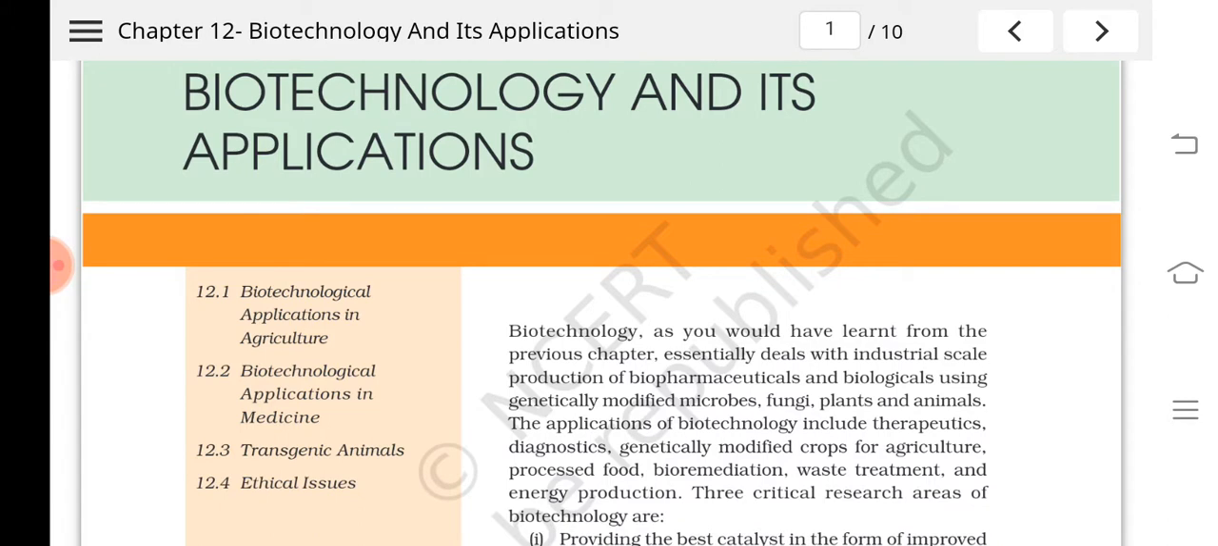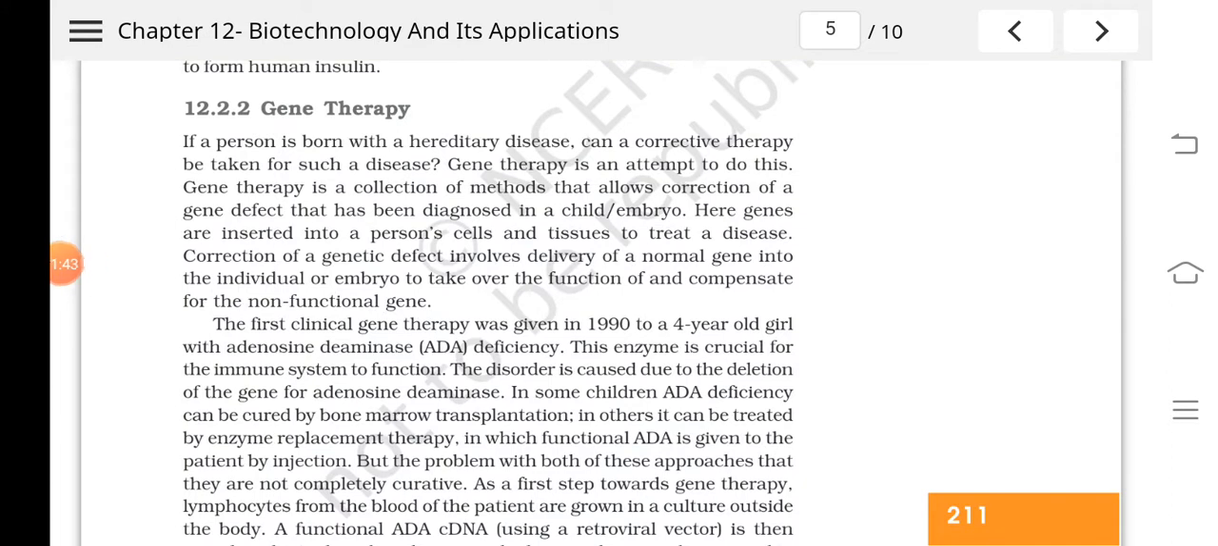Now we are going to continue this topic, that is, how biotechnology is useful in medicine. The next field where biotechnology is used in medicine is gene therapy. Gene therapy means what? We have studied about diseases, isn't it? Some diseases are genetic diseases, caused by certain mutations in the genes. To treat such diseases, we can use gene therapy.